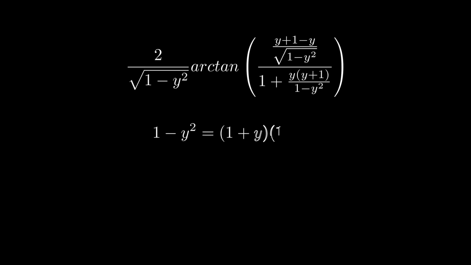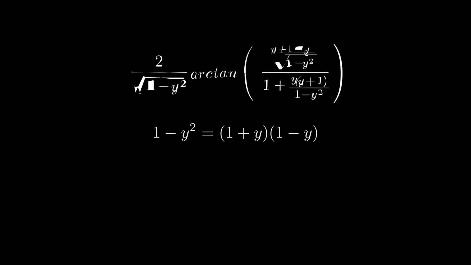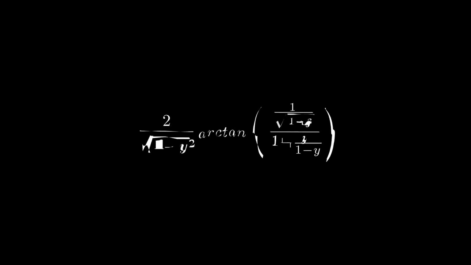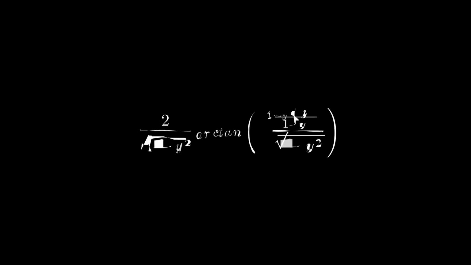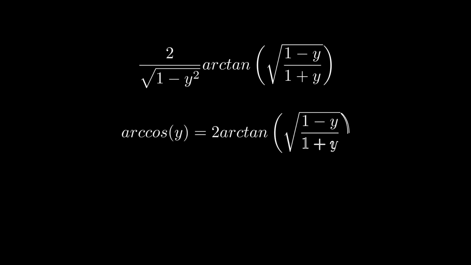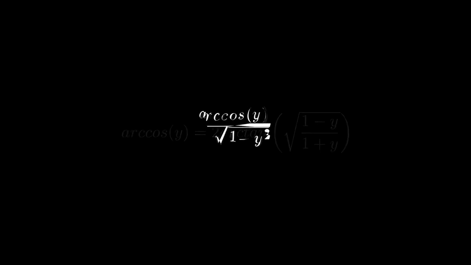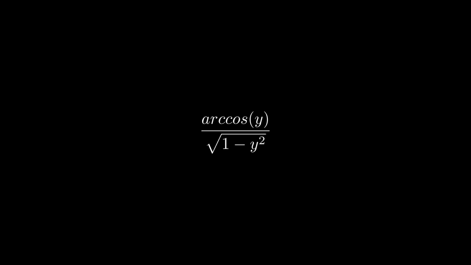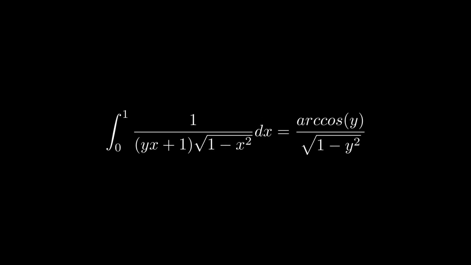I'm not going to talk too much over this, but feel free to slow down the video if you need. This leaves us with the arctangent's representation of the arc cosine. Plugging that in leaves us with this very beautiful antiderivative, which is equal to our original integral. And now we will use this to solve the Basel problem.